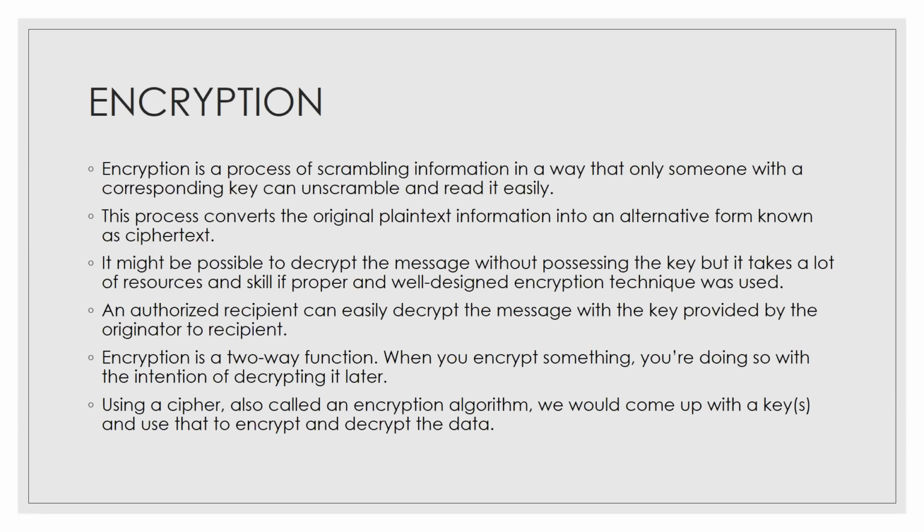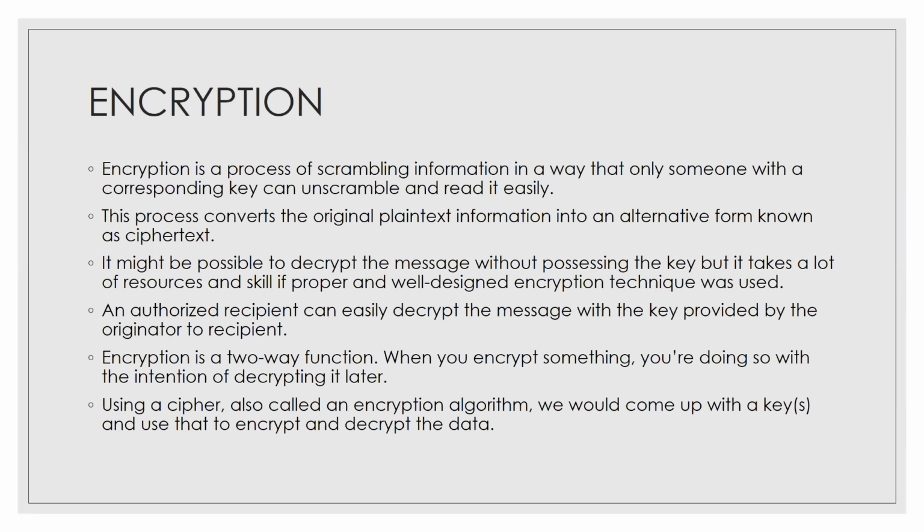So encryption is a two-way function. When you encrypt something, you're doing so with the intention of decrypting it later. So you have a message, then you encrypt it with the key. It'll become scrambled information. Nobody without the key can read it, and the person or the system who has the key can decrypt and read the information. Using a cipher, which is also known as an algorithm used in encryption, we'll just come up with the key or keys, depending on what encryption algorithm you use, and use that information to encrypt and decrypt the data.